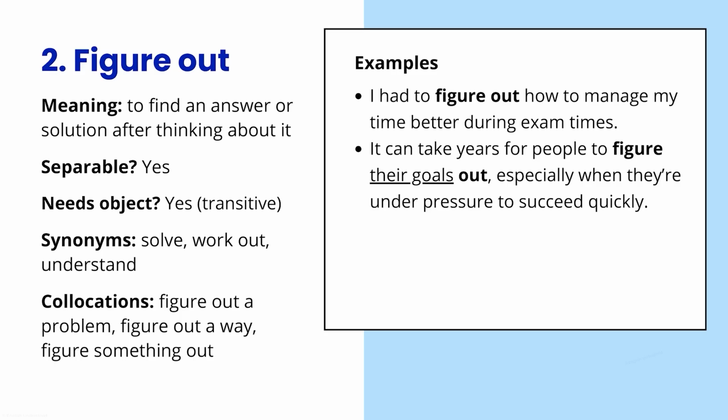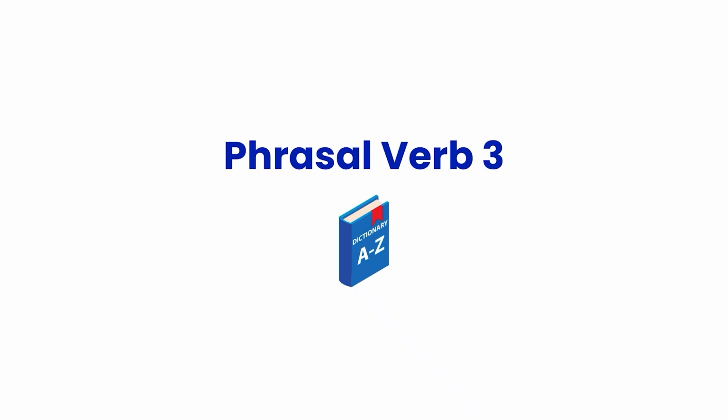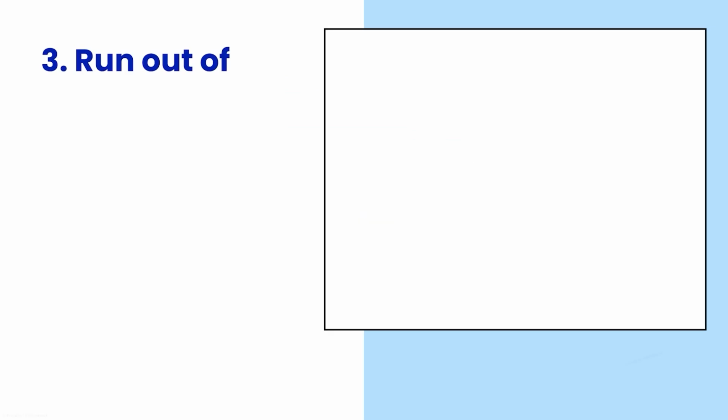So just one more time, you can see that we've got figure, then we've got their goals, and then we've got out, which is the last part of the phrasal verb. So figure out is a super useful phrasal verb when you're talking about solving a problem or understanding something after thinking it through. Now let's move on to phrasal verb number 3, which is run out of.